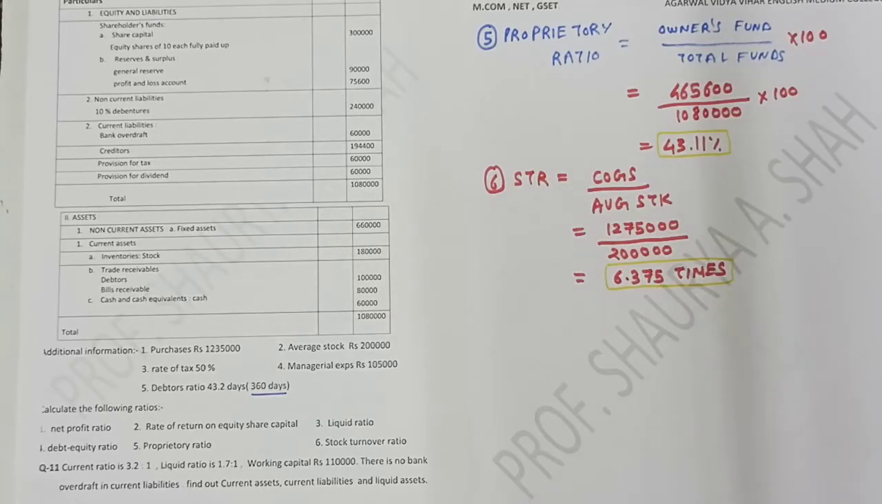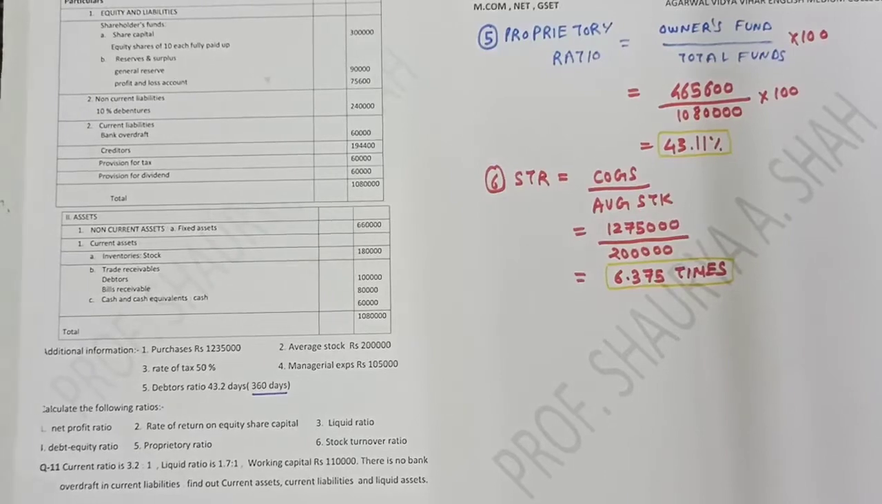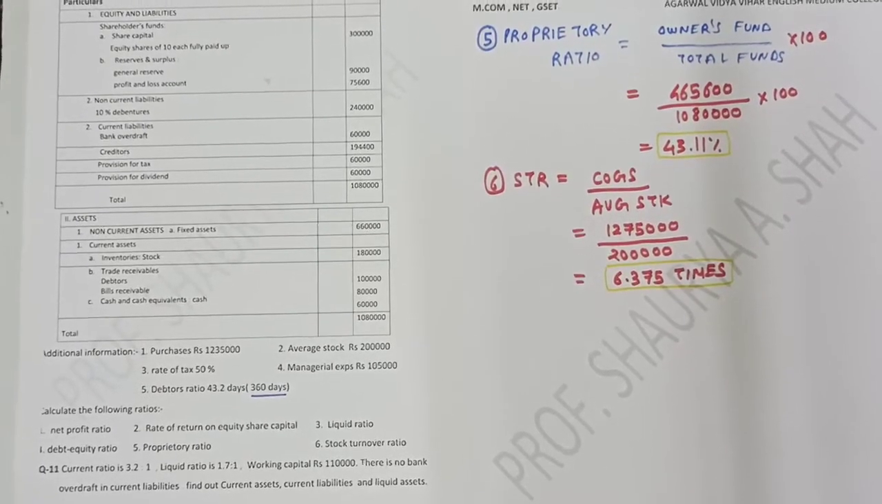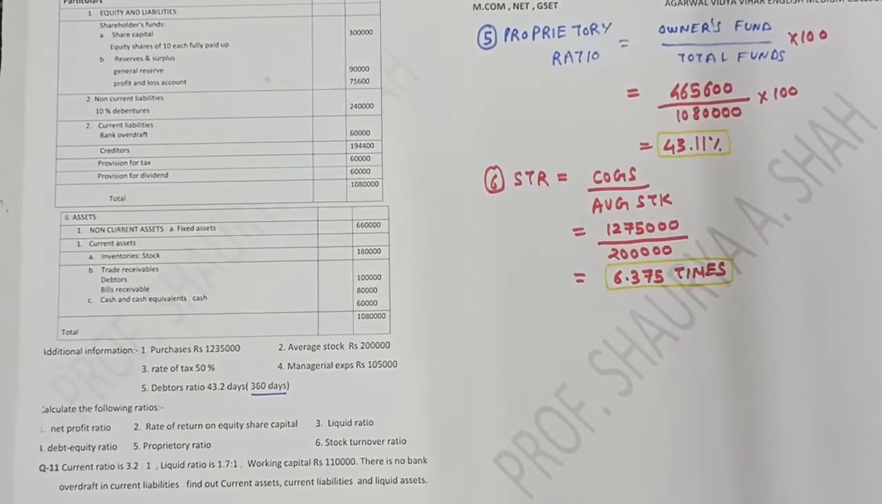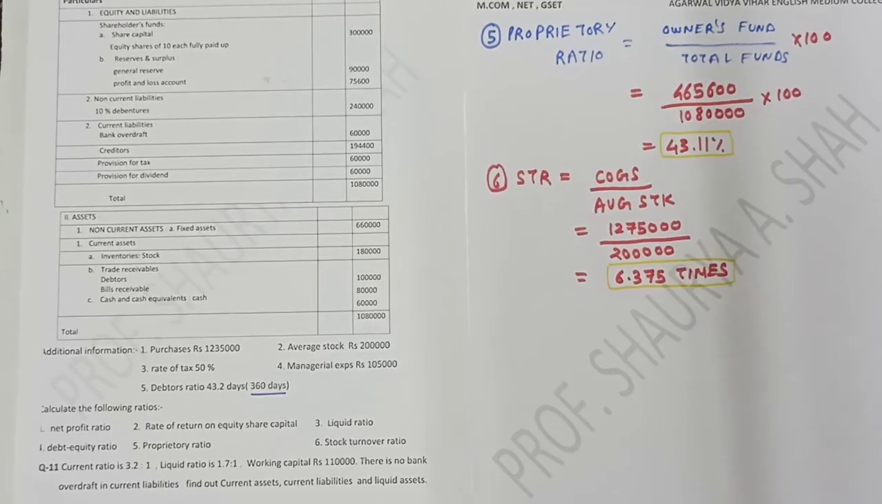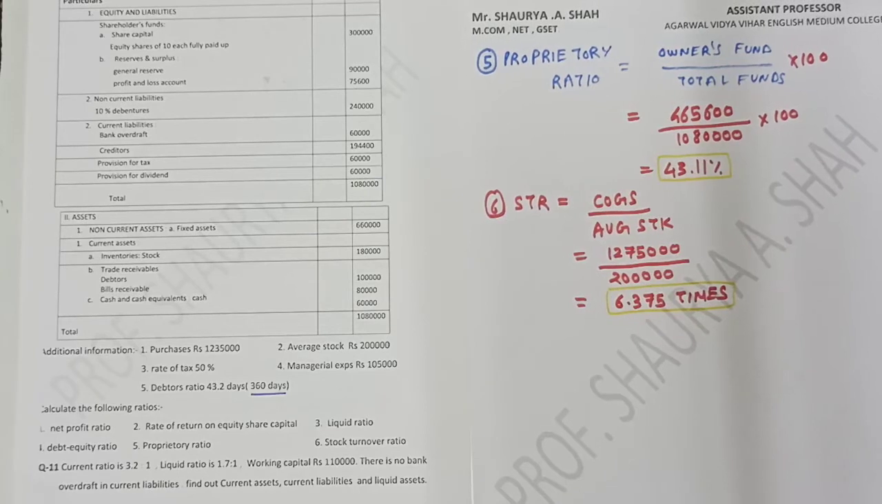They have given you the answer of liquid ratio. What is liquid ratio? Just now we found out, I told you also in the next sum it will be there. Liquid ratio is liquid assets upon liquid liabilities. Fine. So they have given liquid ratio also, 1.7:1. Working capital is given directly, right? So what is working capital? It is 1,10,000. There is no bank overdraft in current liabilities, right? So according to the sum, the liquid liabilities and current liabilities will be the same. Find out current assets, current liabilities and your liquid assets.